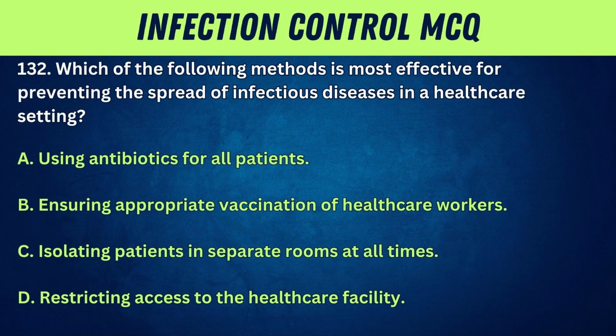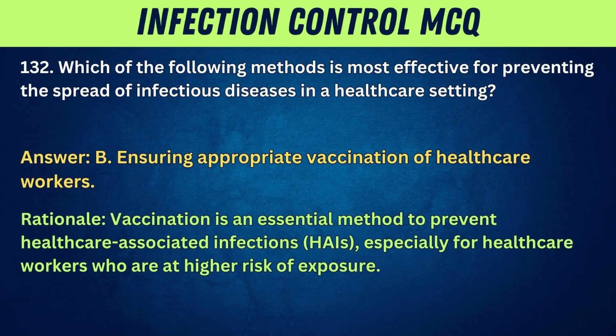132. Which of the following methods is most effective for preventing the spread of infectious diseases in a healthcare setting? A. Using antibiotics for all patients. B. Ensuring appropriate vaccination of healthcare workers. C. Isolating patients in separate rooms at all times. D. Restricting access to the healthcare facility. Answer: B. Ensuring appropriate vaccination of healthcare workers.